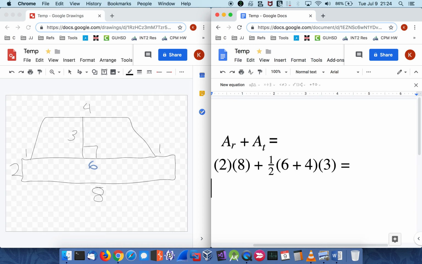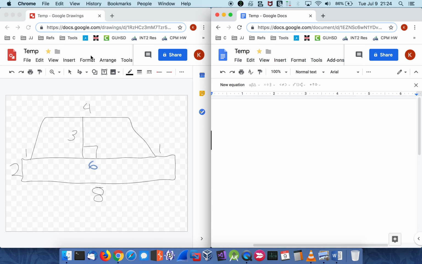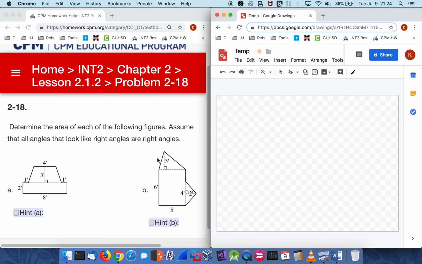And let's go ahead and do that math. So over here, we've got 16 plus 0.5, which is that half, times 10 times 3 equals, and then, so that's 16 plus half of 10 is 5, times 3 is 15, and so we get 31. Okay? And so 31 is our answer for the first part. All right. So let's move that back, and then I'll go ahead and stop this video, and we'll do the second one.